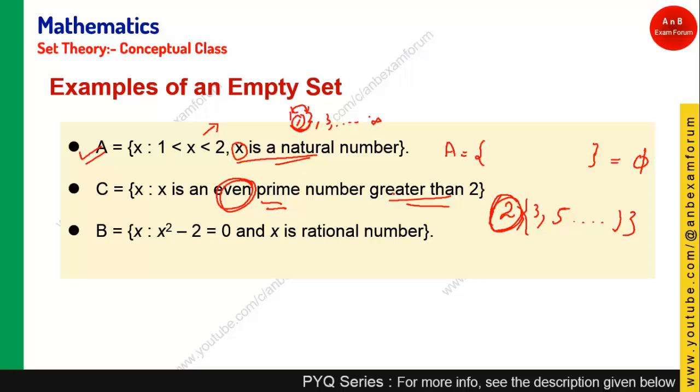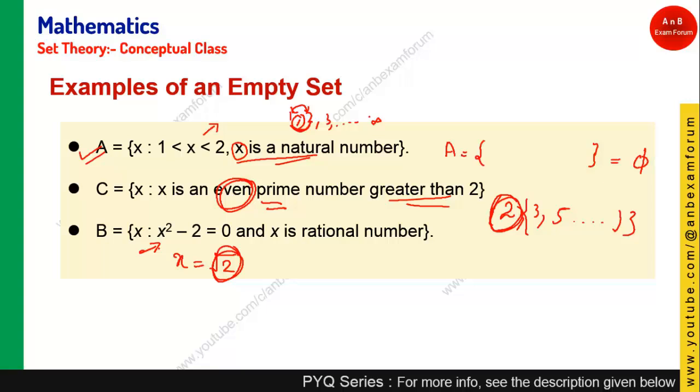Coming to the next, if you see the quadratic equation, what will that be? x squared minus 2 is equal to 0, and x is a rational number. If you solve it, it will become root 2, right? And root 2 is what? It is an irrational number, not a rational number. So again it is an empty set because there will be no element which satisfies this condition. Understood? I hope you are getting what I am telling you.